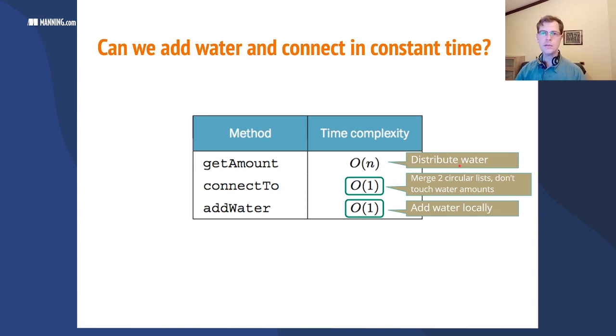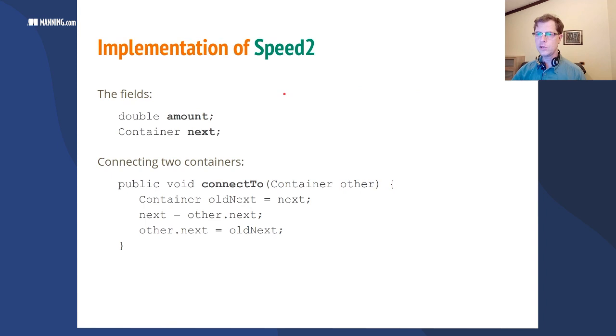And this way I get this table. And this table is incomparable with the one for reference. Quick look at the implementation of this last version. Each container will have an amount field and a next pointer, and connect to, when I pass another container, simply swaps their next pointers.